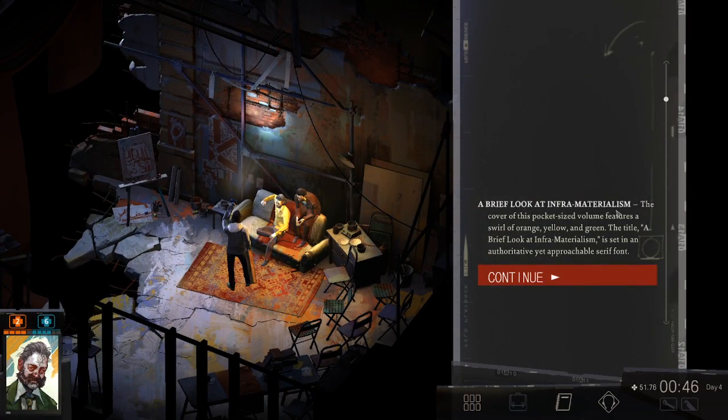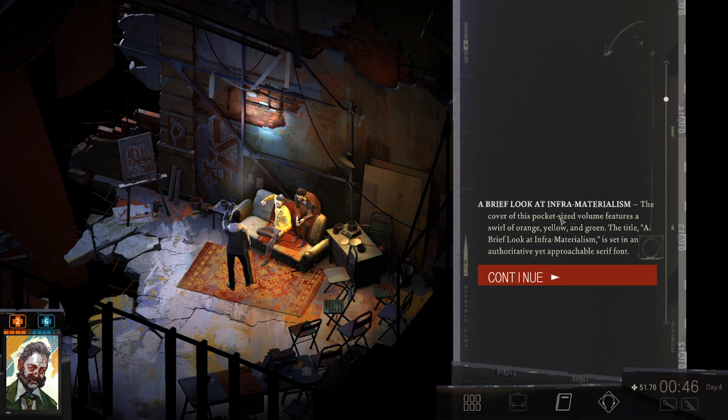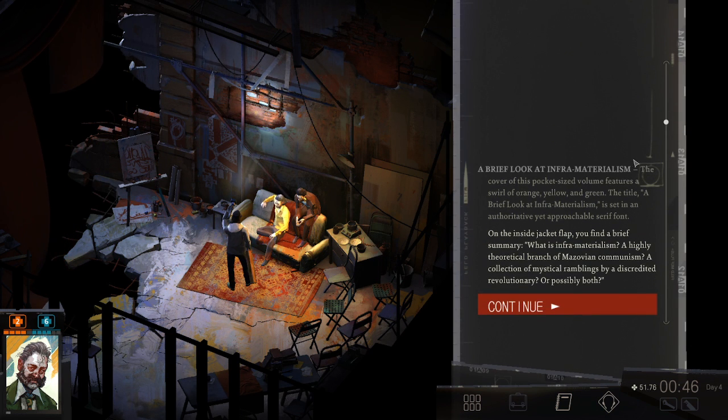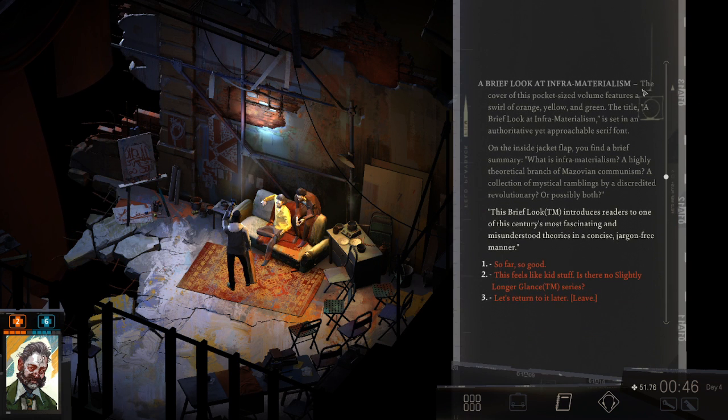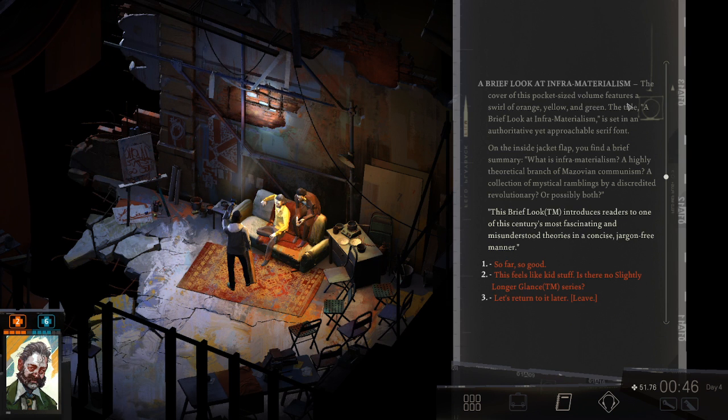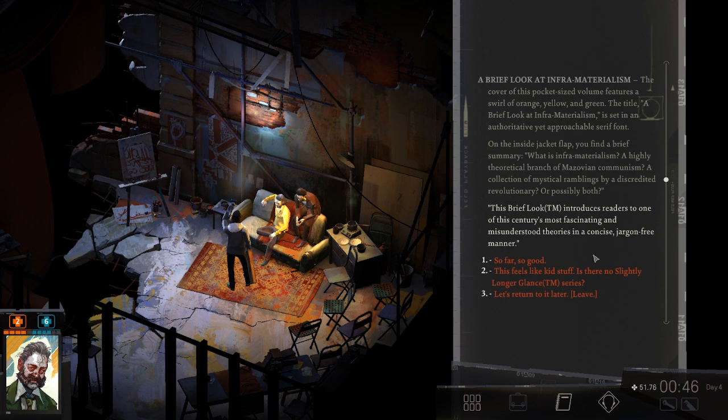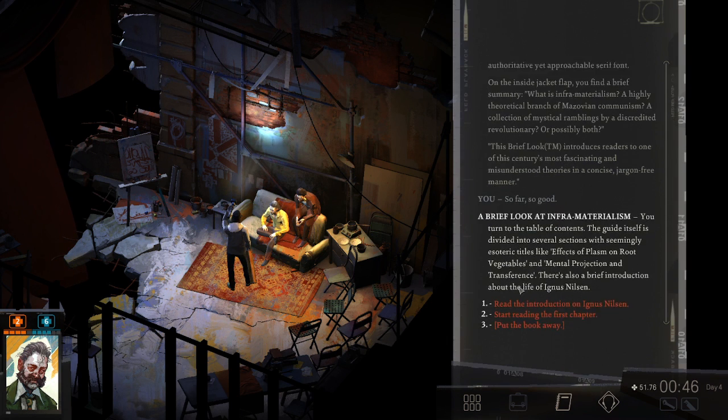A Brief Look at Infra-Materialism. The cover of this pocket-sized volume features a swirl of orange, yellow, and green. The title, A Brief Look at Infra-Materialism, is set in an authoritative yet approachable serif font. On the inside jacket flap, you find a brief summary. What is Infra-Materialism? A highly theoretical branch of Mazovian communism? A collection of mysterious ramblings by a discredited revolutionary? Or possibly both? This Brief Look, TM, introduces readers to one of this century's most fascinating and misunderstood theories in a concise, jargon-free manner. So far, so good.